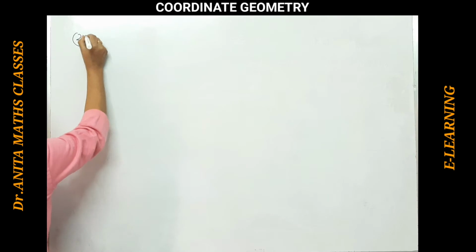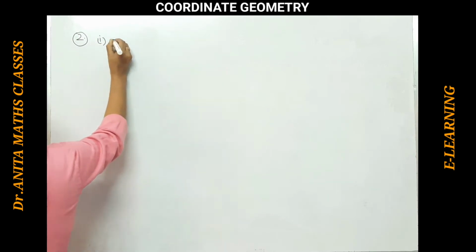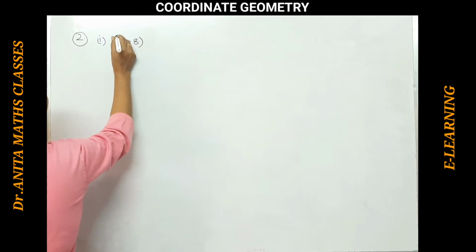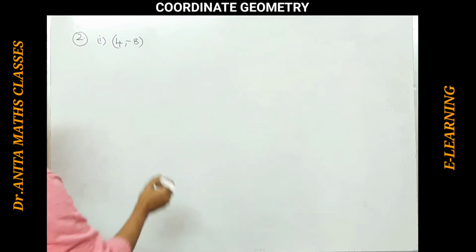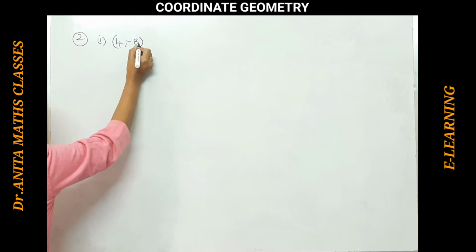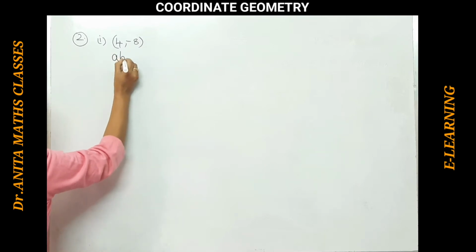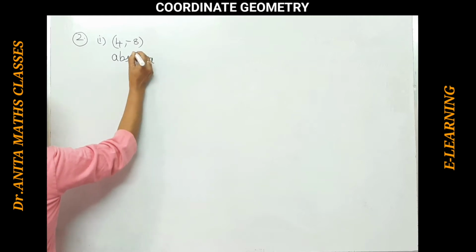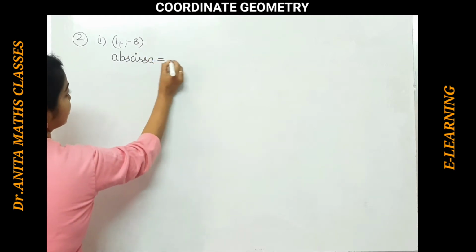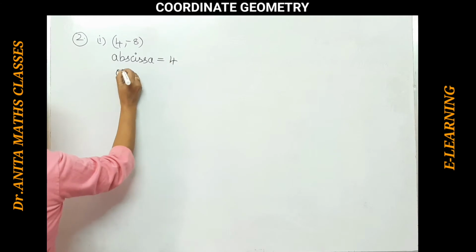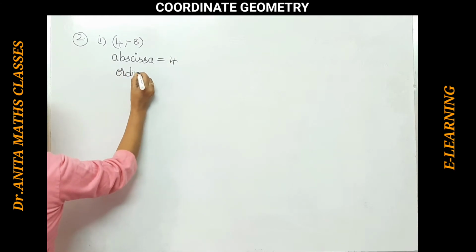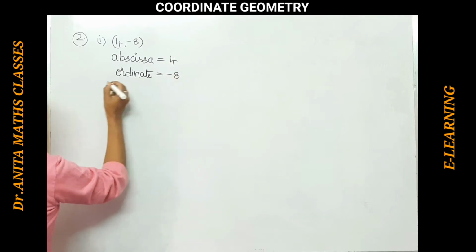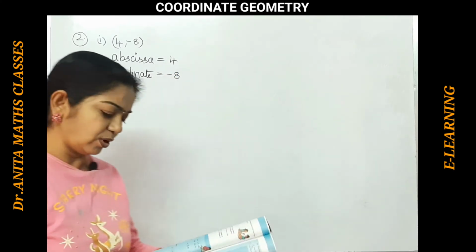So here I am writing the point 4, minus 8. So the first is the abscissa, this is the ordinate. Here the c is silent in abscissa. So abscissa is 4 and ordinate is equal to minus 8. Likewise, we can write for all of them.